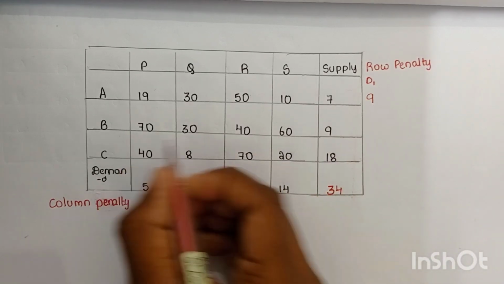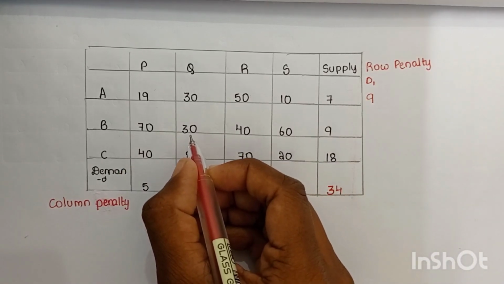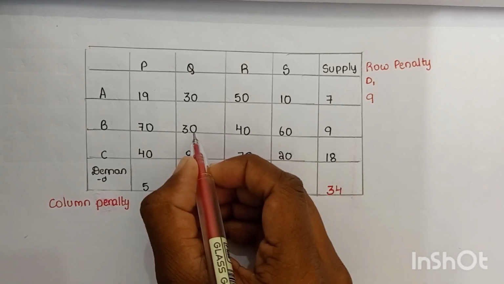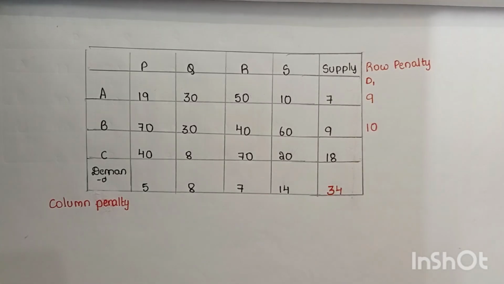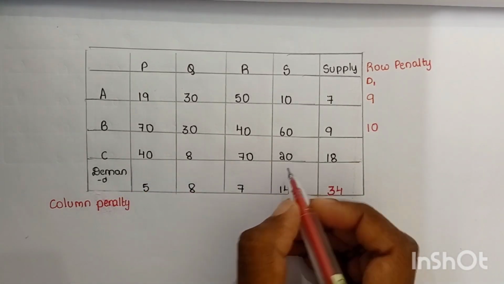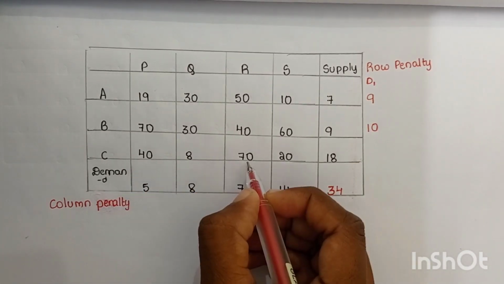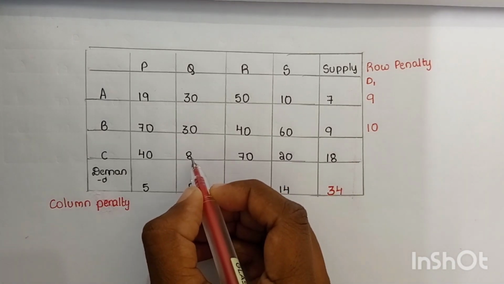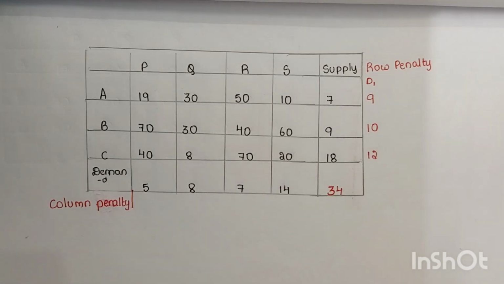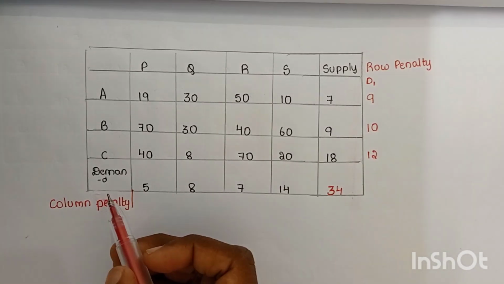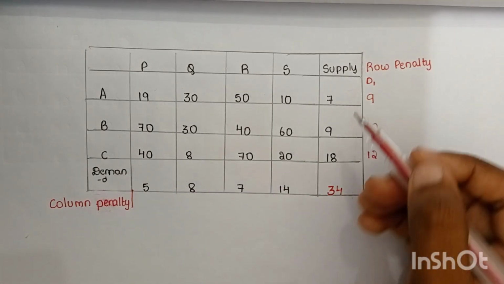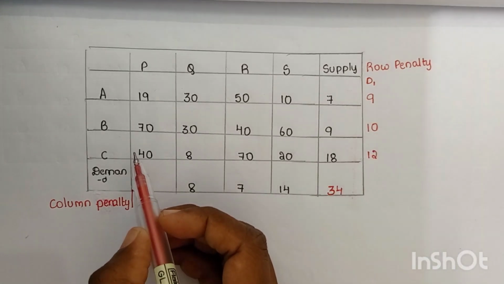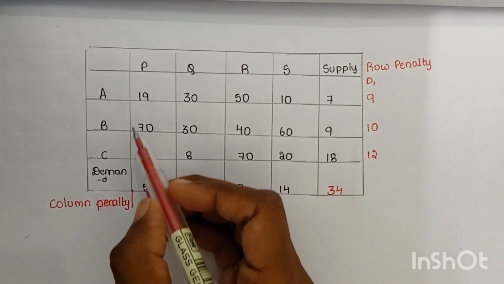So when we come to the second row, the first least value is 30 and the second least value is 40. So 40 minus 30 is 10. When we come to the third row, the values are 48, 70 and 20. Among these, the least value is 8 and the second least value is 20. Okay, so while identifying the differences, we should avoid the demand row and also the supply column. We just have to concentrate on the cells inside, or the amounts.